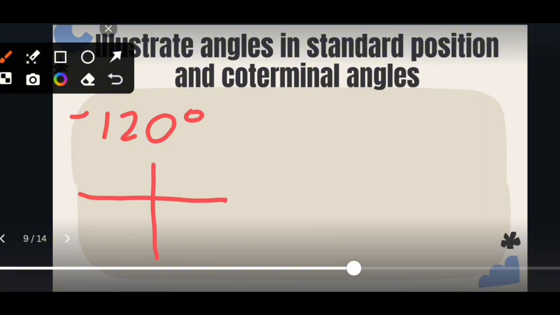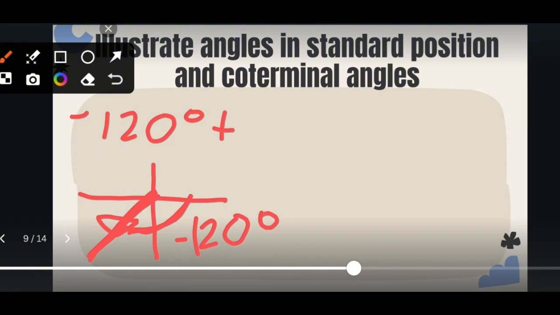Since our given is negative, that means it's rotating clockwise. Clockwise, pabaliktad. So, since negative 120, dito siya ngayon sa quadrant 3. Pag ganon yung, niya, negative 120 degrees. Then, to make it positive, we will add 360 degrees.